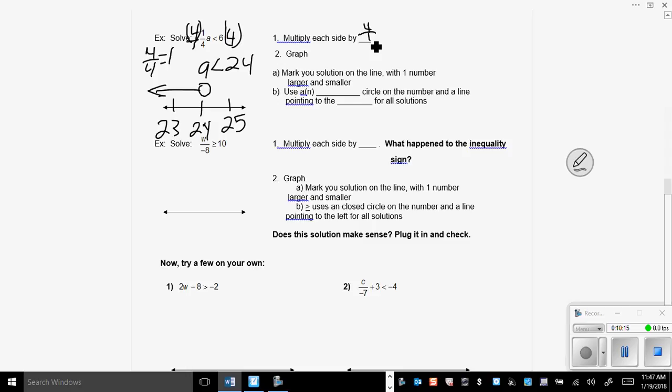W divided by -8 is greater than or equal to -10. All right, well, here we go. We have an instance, right, where we are dividing by a negative number. The opposite of division is multiplication, so we're going to multiply each side by -8.